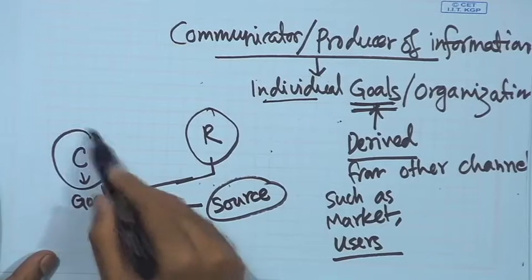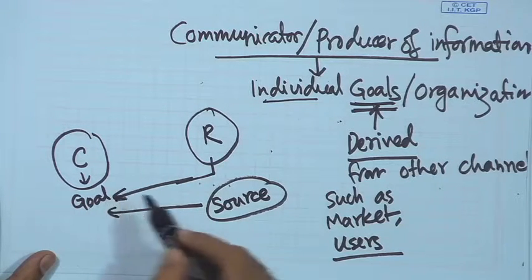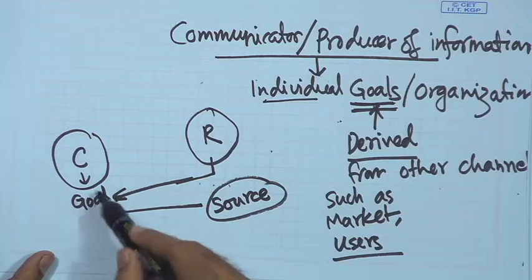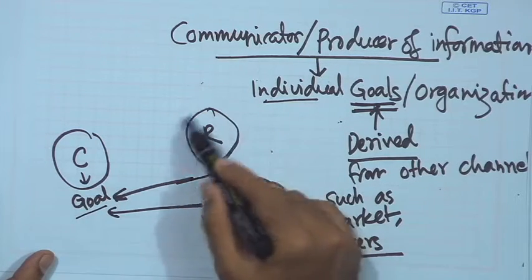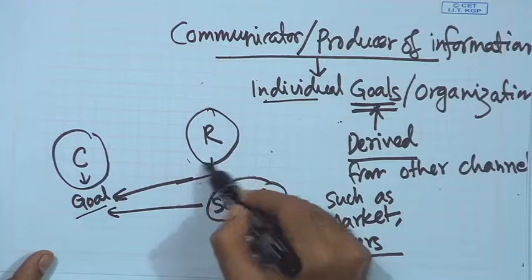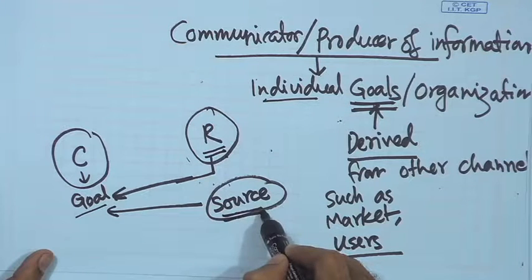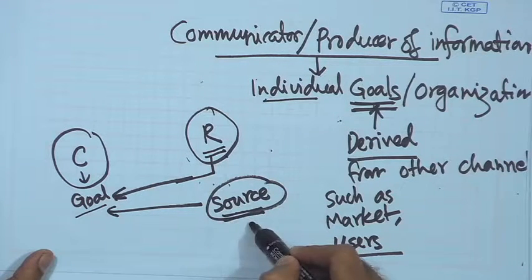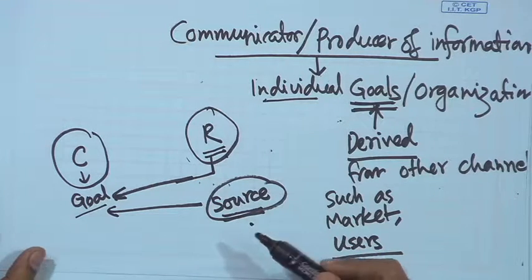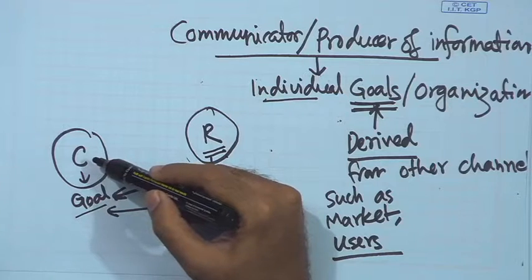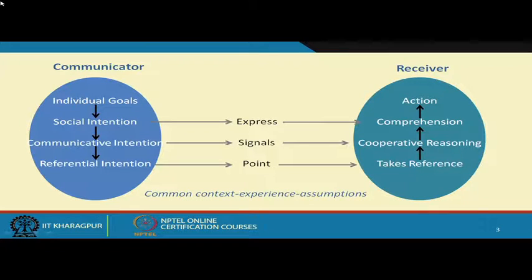So the communicator starts with a goal, and that goal or requirement is derived from the receivers or the users at the end, or it could be from some other source, which could be a market research, or an expert opinion, or many other sources. So it starts from this particular goal, and then we look into the diagram again. So these individual goals then start rolling into a social intention.